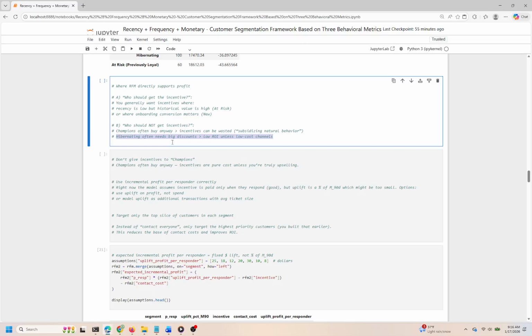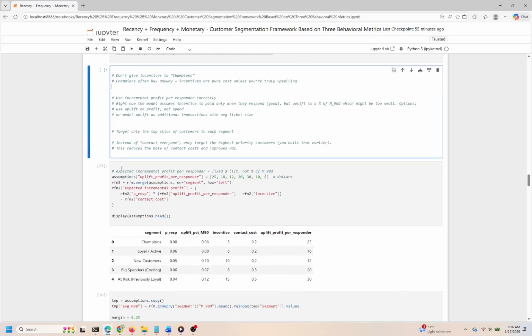Cell 15. In this cell, we're focusing on refining our approach to incentivizing customers, specifically by reconsidering how we allocate rewards to certain groups, such as champions. The core idea is to recognize that these loyal customers might already be likely to make purchases. Therefore, offering them additional incentives could be a cost without substantial benefits. This adjustment can significantly enhance our marketing ROI by directing resources where they will yield the best returns.